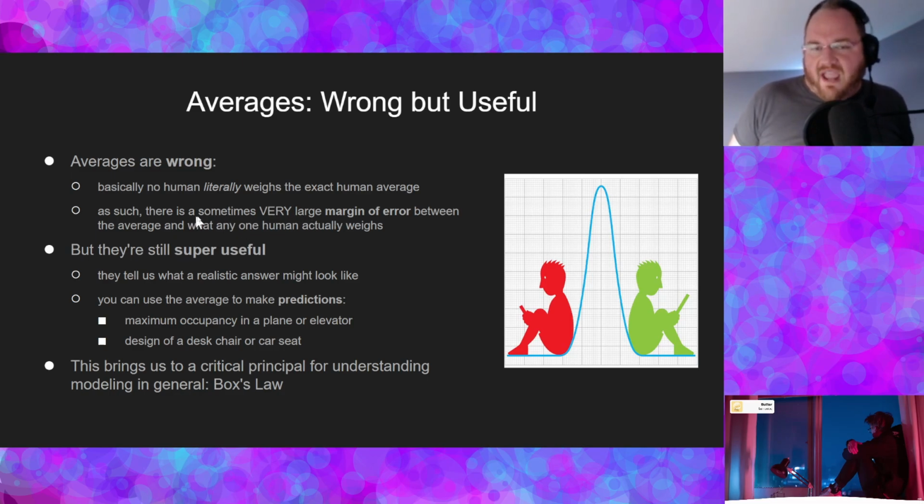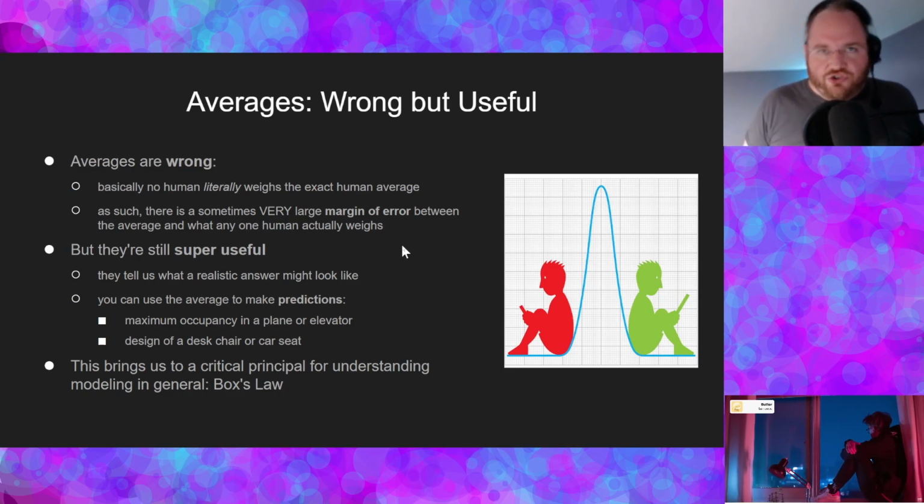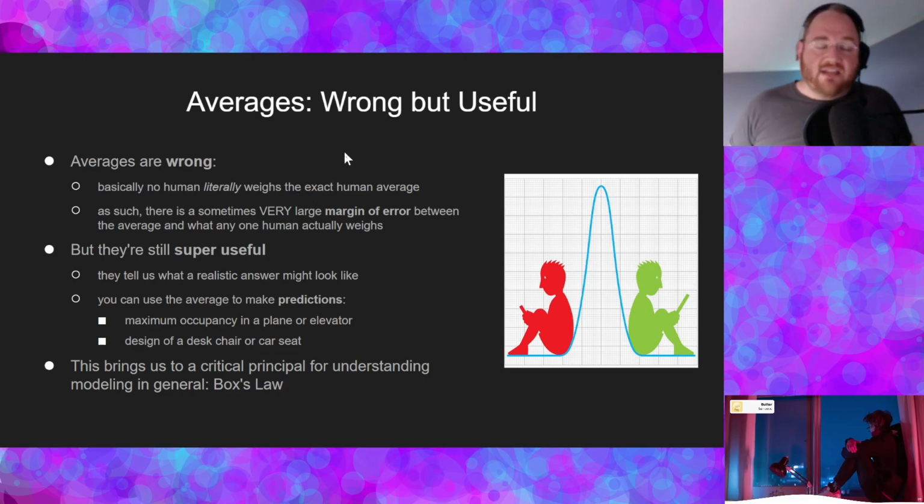So the idea is there can be huge margins of error between the average and what one human actually weighs. No one person is the true average. But averages are still super useful, right? They tell us what a realistic answer might look like. We can now know, oh, humans are probably not going to be 7,000 pounds. And they're also probably not going to be 4 pounds.